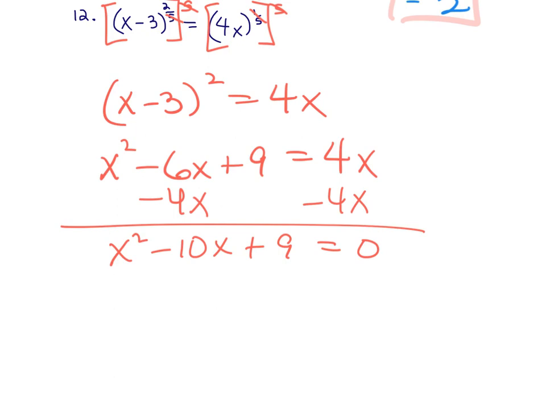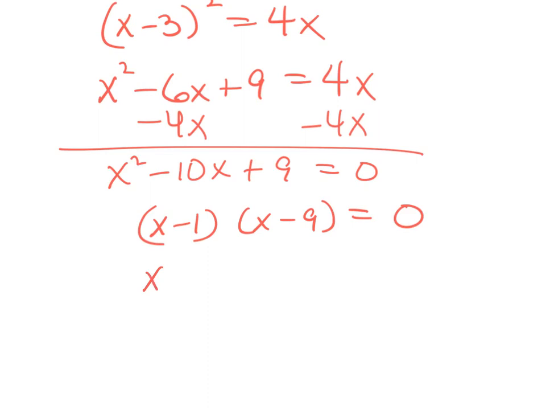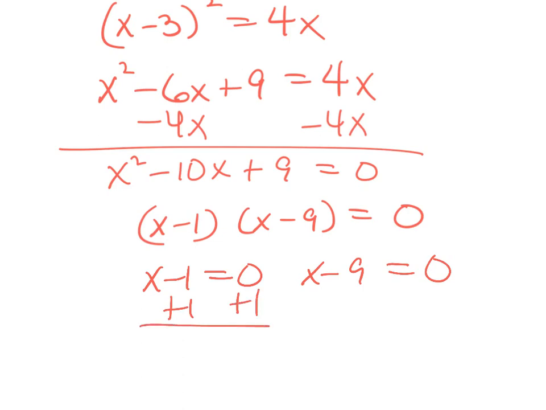Factors of 9 that give me negative 10: x minus 1, x minus 9. Set each factor equal to 0. And solve. Add 1. First answer is x equals 1. Second answer is x equals 9. This was a 5th root. We don't need to check. So both answers are good.